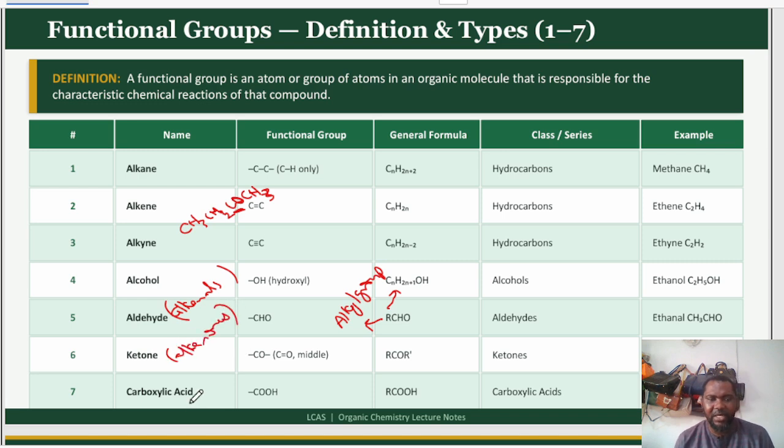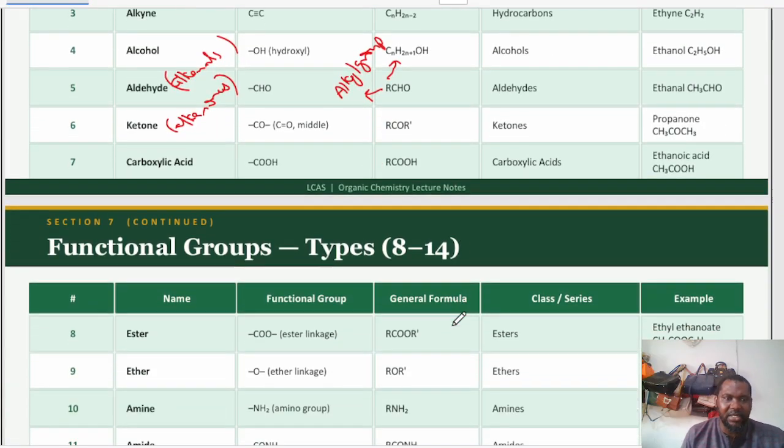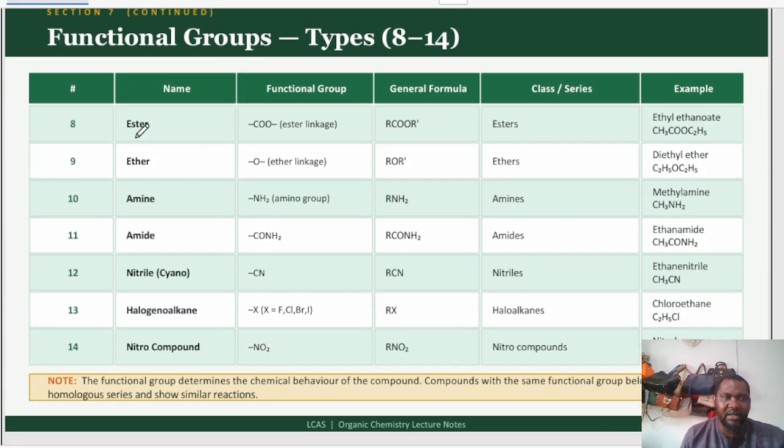So we have carboxylic acid. Carboxylic acid is COOH, and the formula is RCOOH, and a good example is ethanoic acid. So we have ester. Ester is known with COO, like RCOOR. Very important. Look at an example: CH3COOC2H5. Very important.